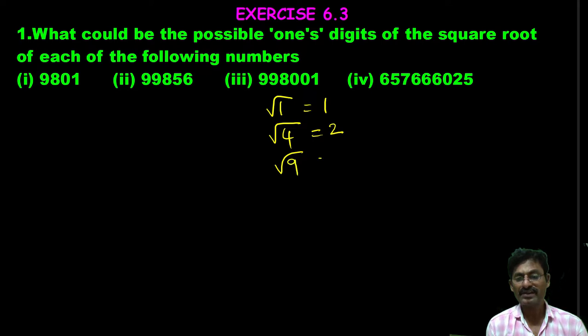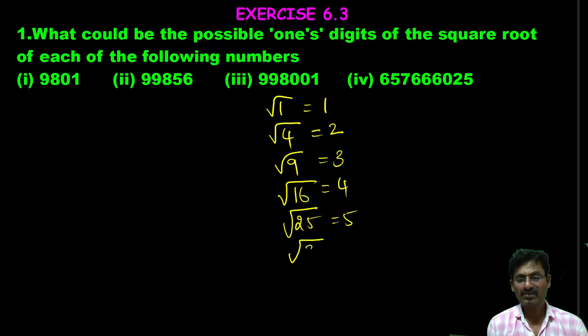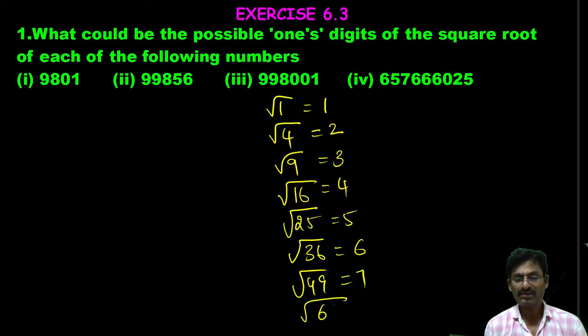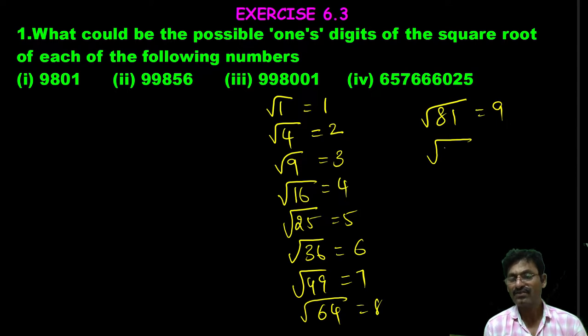Square root of 9 equal to 3. Square root of 16 equal to 4. Square root of 25 equal to 5. Square root of 36 equal to 6. Square root of 49 equal to 7. Square root of 64 equal to 8. Square root of 81 equal to 9. Square root of 100 equal to 10.